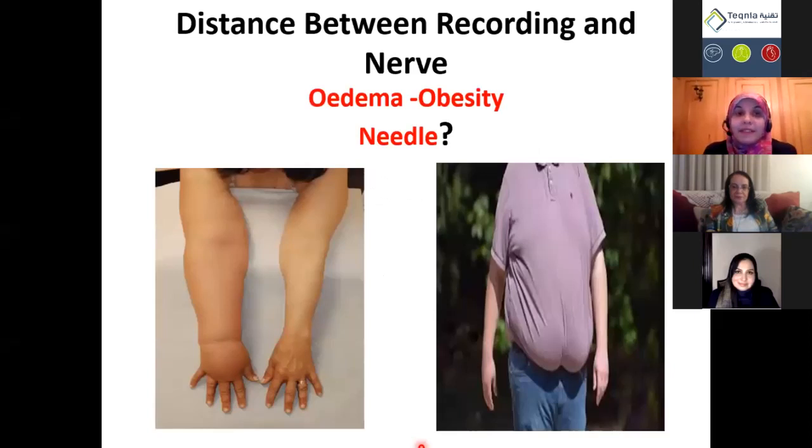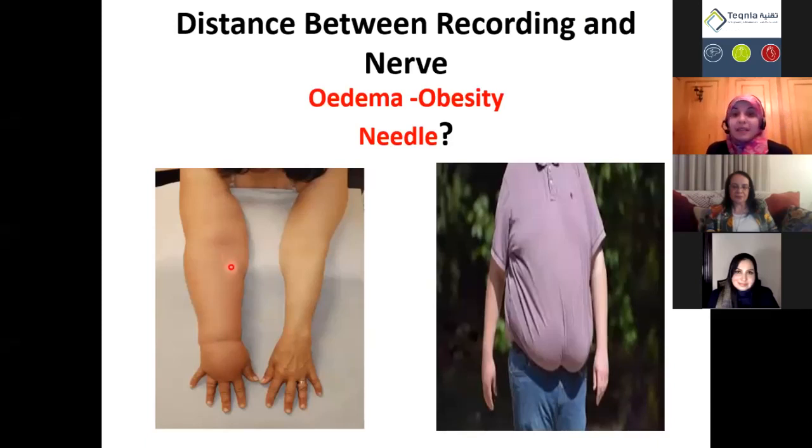Number one, the distance between the recording and the nerve itself. This distance is increased in two conditions that we can see daily. If there is edema, we several times see lymphedema after breast cancer, and they ask us to see if the patient has a brachial plexus problem or not.